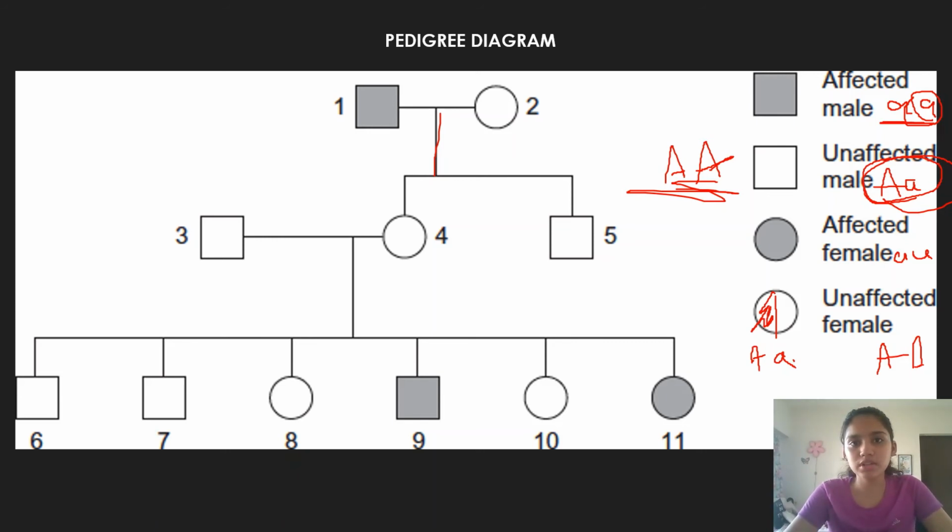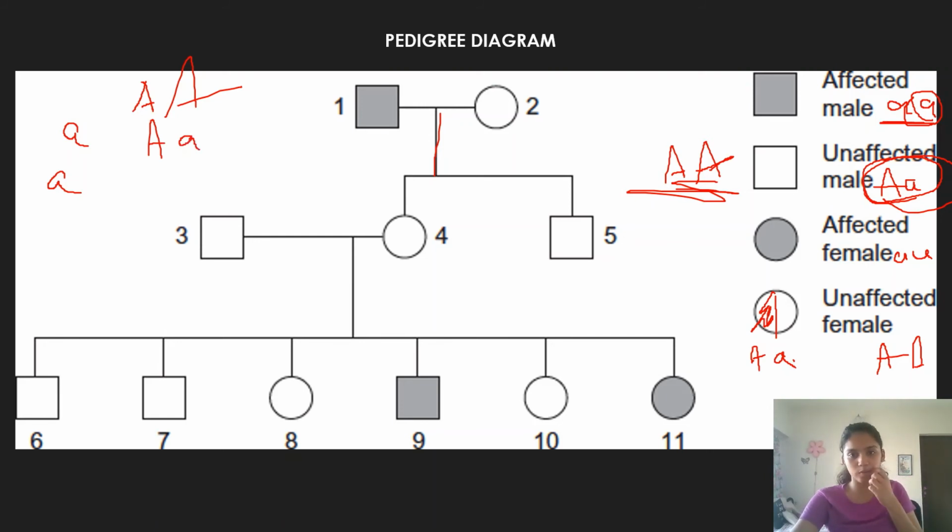So supposing 2 is capital A, capital A and 1 is small a, small a. Now the possible options for 4 and 5 are capital A and small a only. You can do the test yourself in a Punnett square, which I will show you next. So you have a capital A and a small a. But because the dominant allele is present, as we learned, the dominant allele's effect is always going to be seen, always expressed. So because it has the capital A, none of them are going to be affected because they have the dominant allele. Correct?